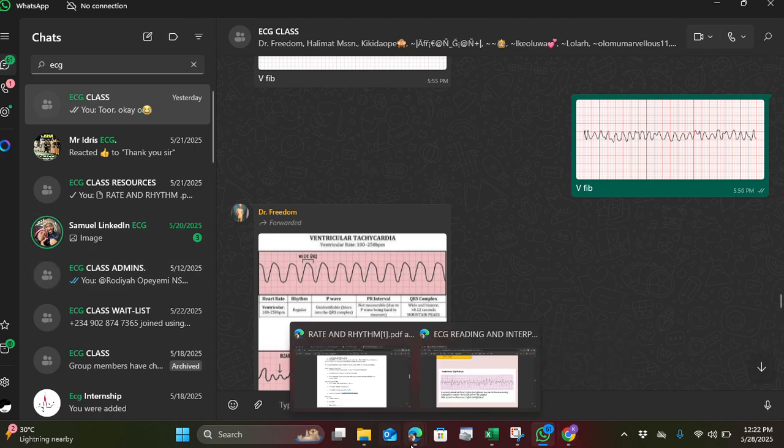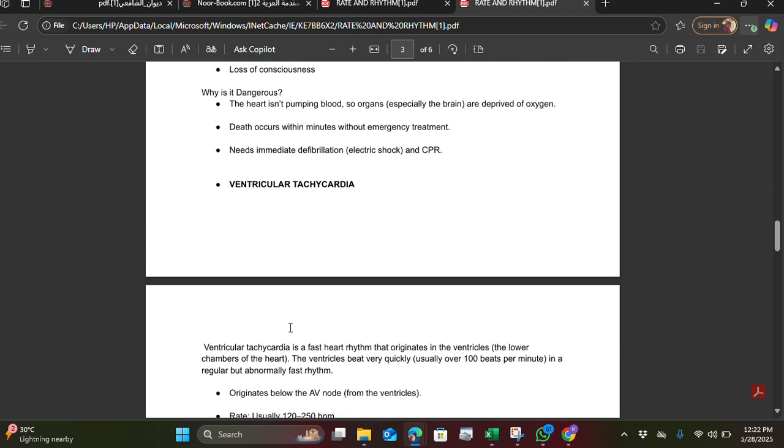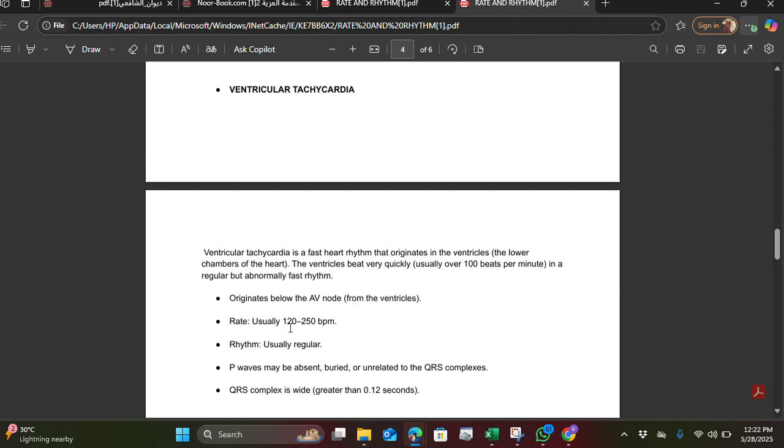Now let's move on to ventricular tachycardia. It's also like atrial flutter and fibrillation. This one is also similar to tachycardia, similar to fibrillation. But ventricular tachycardia is regular. It is fast, originates in the ventricles, but it is regular.